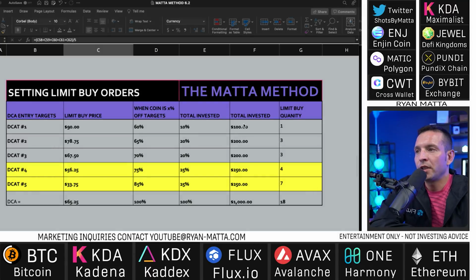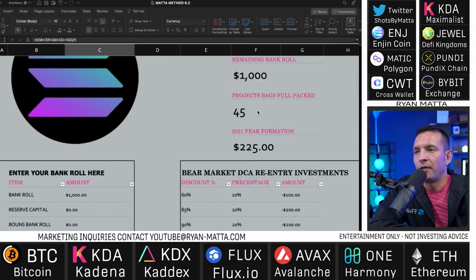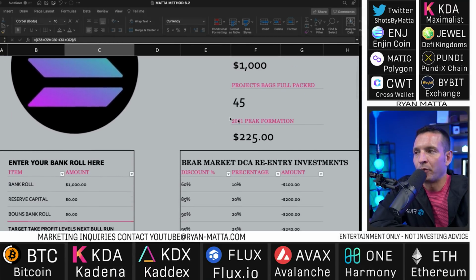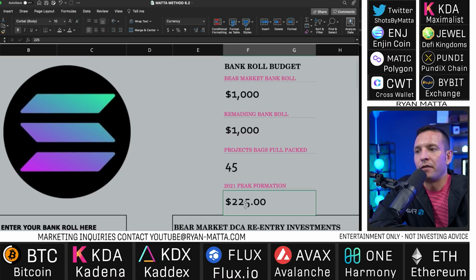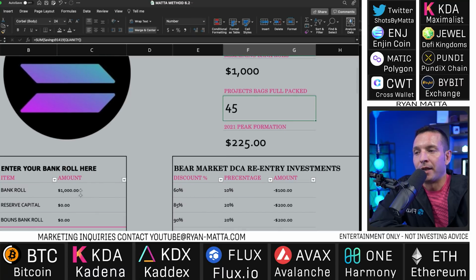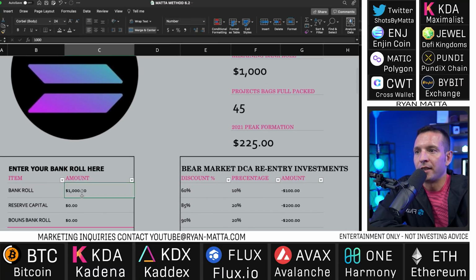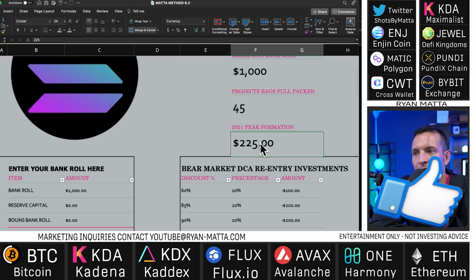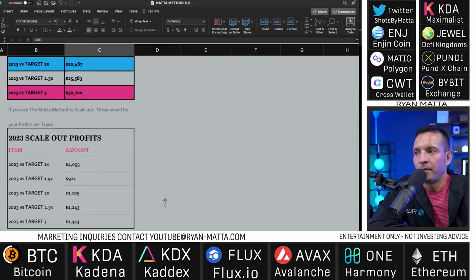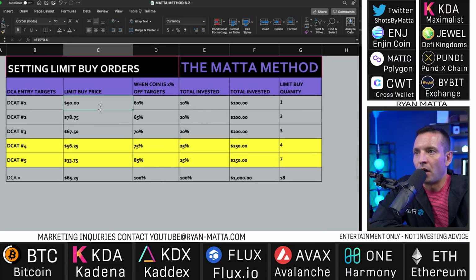All right, squad. So this is called the meta method. There's a bunch of other junk. I used to get way more in depth with this and try to break it down. All you guys need to know is what the peak of the coin was that you wanted to buy and how much you want to spend. So if you have $1,000 and you wanted to DCA into Solana and the peak of Solana this bull run was $225, all you need to do is put $225 in here, put the amount of your bankroll in here, scroll all the way down to the bottom, and it's going to automatically calculate exactly how many coins you're supposed to buy at what price point.